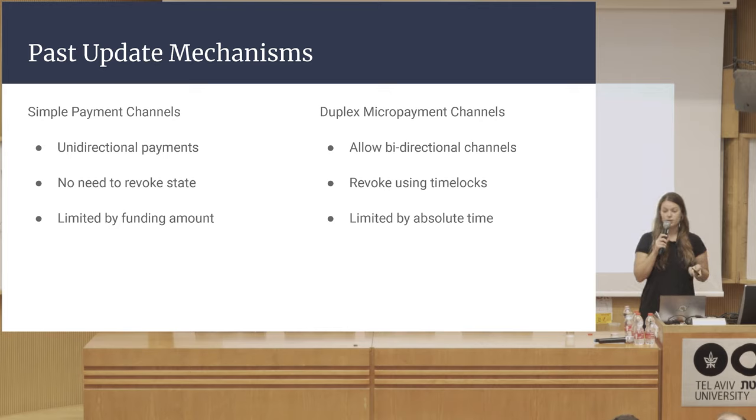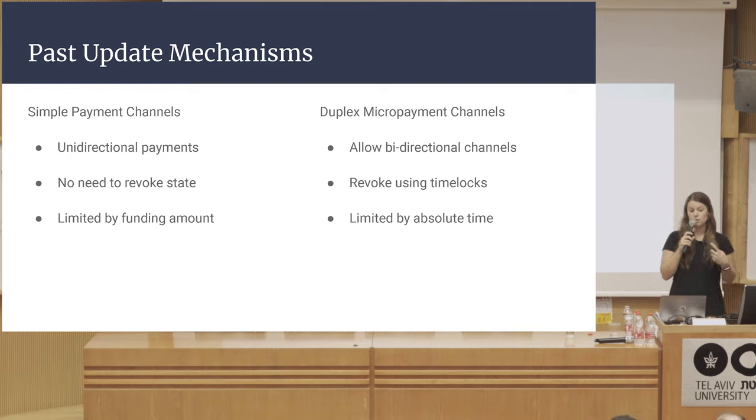So a sending party would pay into a 2-of-2 multisig with a certain amount with a recipient party. And then as they decided to spend, they would simply send over signatures for increasing amounts of Bitcoin. The sending party can't release old states because they don't have the receiving party's key, and the receiving party has no incentive to release old states because they're always receiving increasing amounts of Bitcoin. So there's no need to revoke state in this very simple implementation.